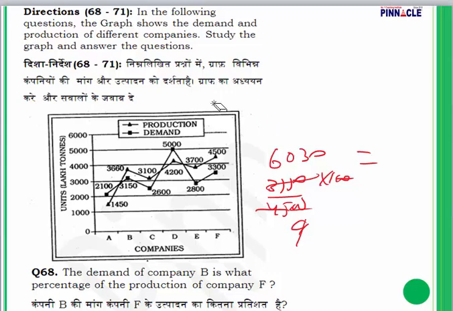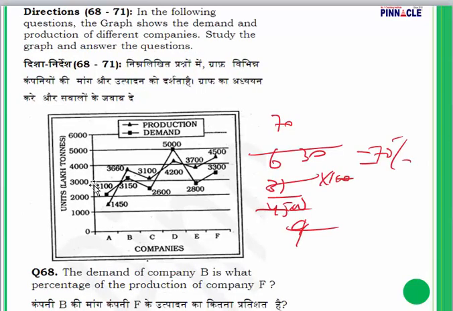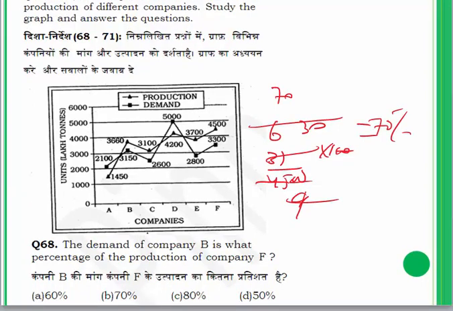See, this is 630. So it will be 70%. 70% is the answer in this case. B is the answer.